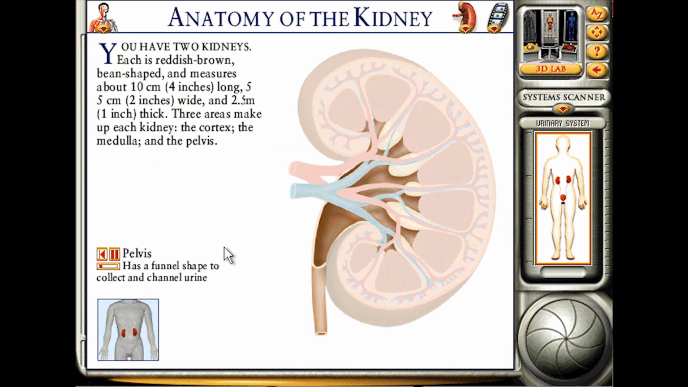Located on the inside of the kidney, the pelvis looks like a flattened funnel. Urine that is produced in the cortex and medulla collects in the pelvis before it drains into the ureter on its way to the bladder.